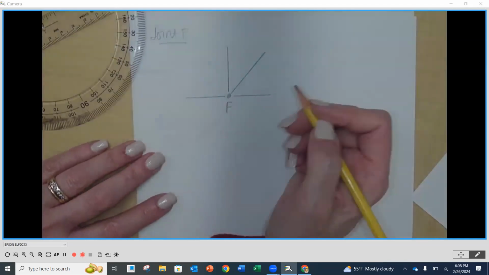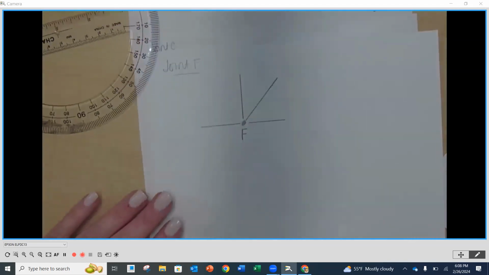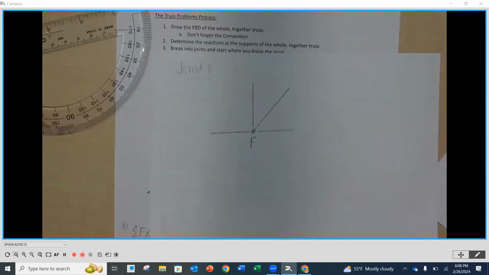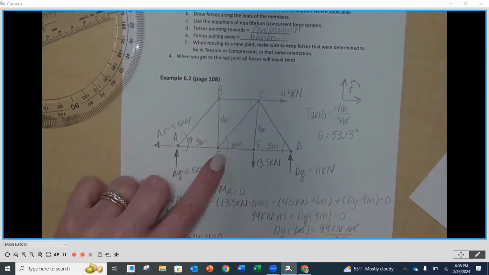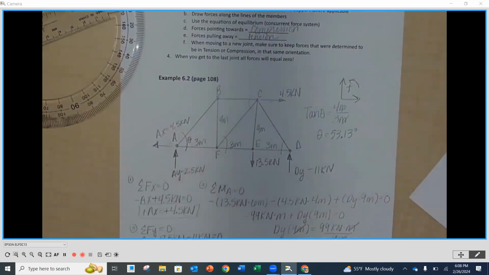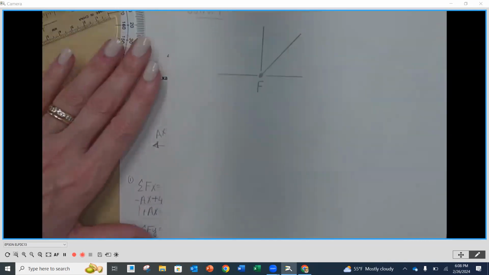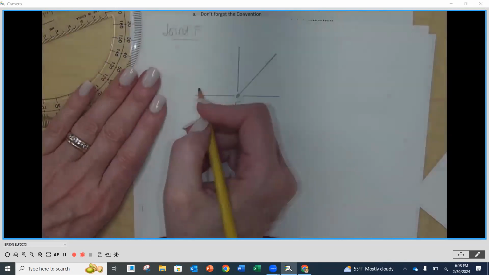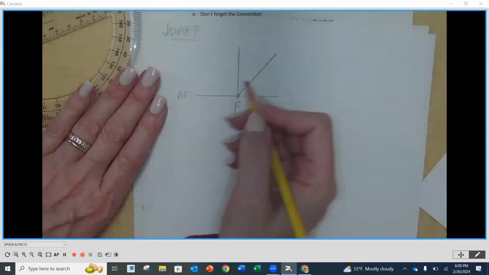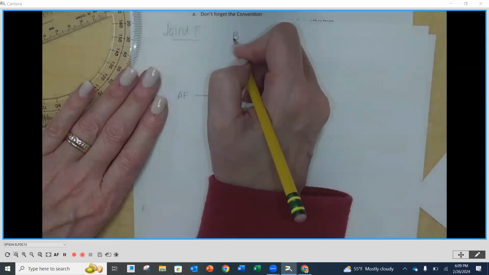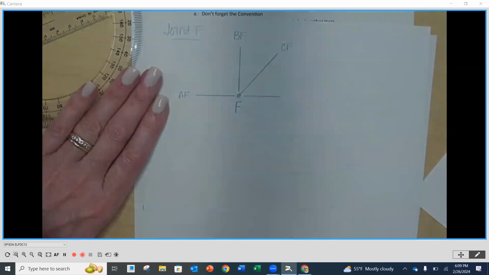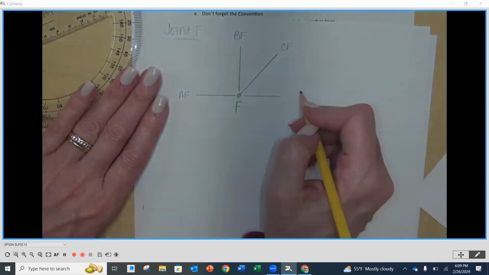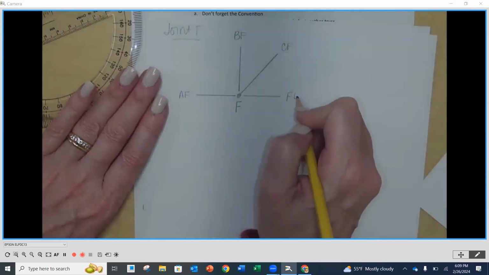This is point F. Now, F doesn't have any forces coming from it. Oopsie, let me go back to here. So F just has the connection to each one of the joints. Okay. So going to the right is AF. Going up is going to be BF. Going up over here is going to be CF. Whether you put CF or FC does not matter. And then FE.